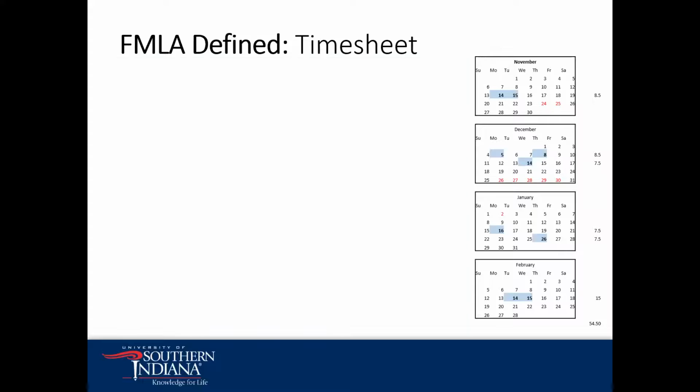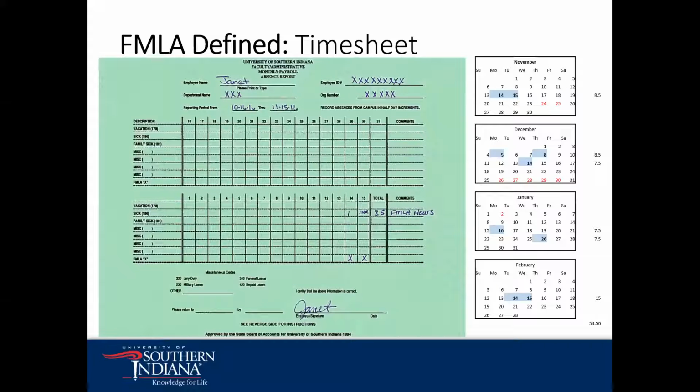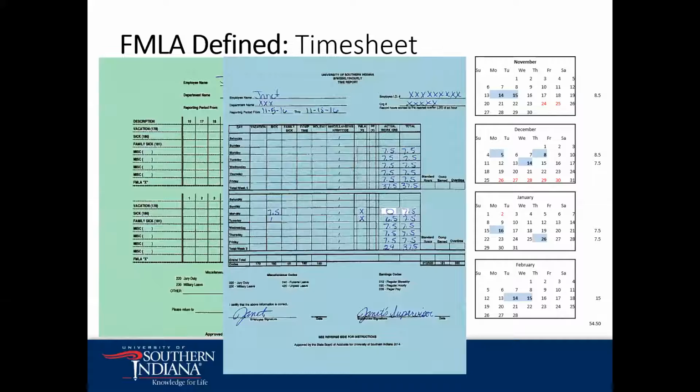This is the example for intermittent, just like we showed for consecutive. If Janet is either faculty or administrative staff, this is how her report should show: one full day and 1 hour. The 7.5 hours is the day, so we're adding that 1 for 8.5, and we're marking the FMLA rows. But if Janet is a support staff or non-exempt person, then the blue timesheets show how that's broken out.